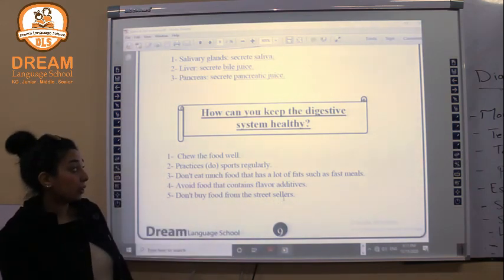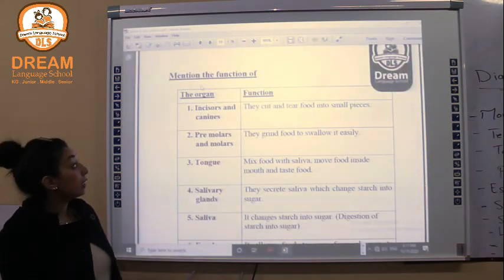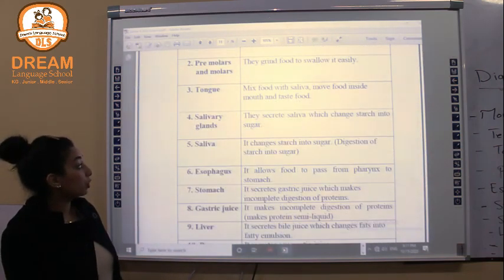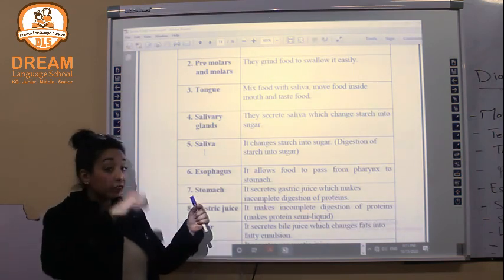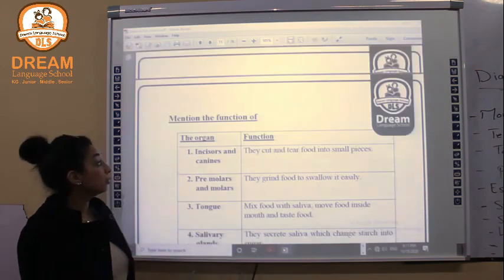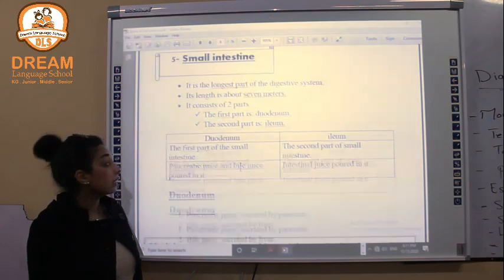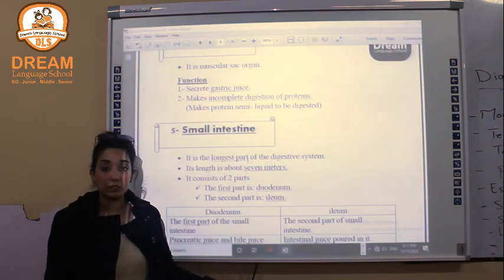So this is how to keep the digestive system healthy. I want you to study this page very well. The functions, here are all the functions. You have to write all the functions by your hand to practice for the exam. And this is the summary for the digestive system.